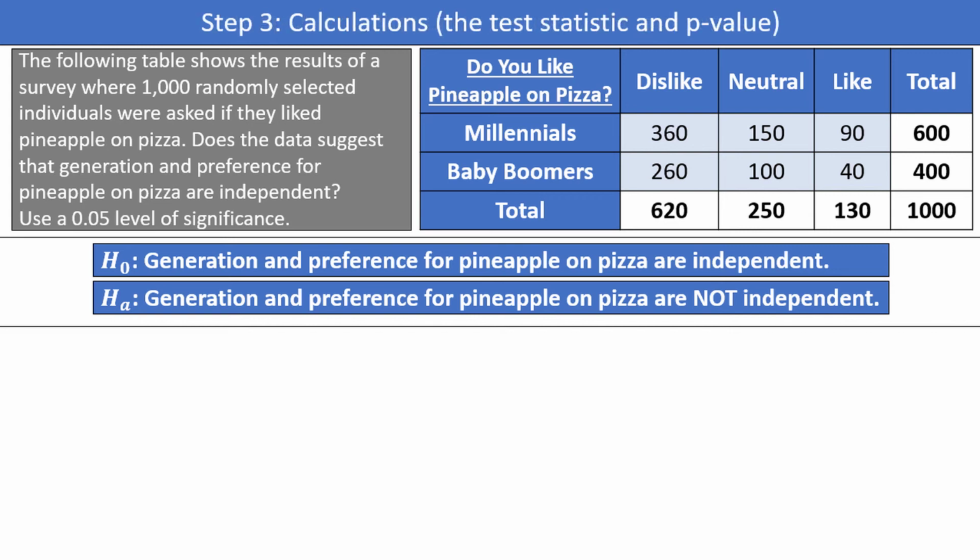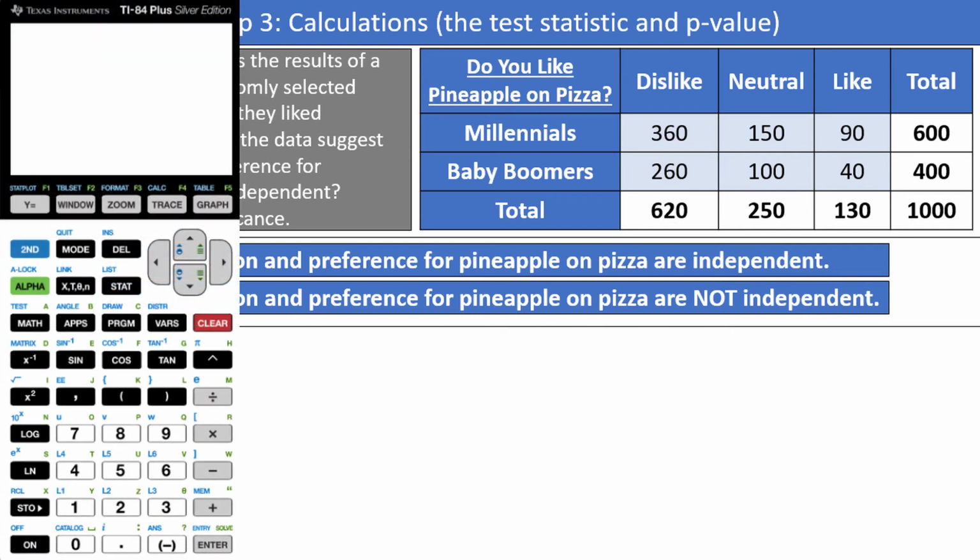Step 3. Calculations, including the test statistic and p-value. Here's where we get to use the calculator. On a TI-84 calculator, press the second key, and then press matrix, which is under the x to the negative first power button. With matrix A selected, scroll right to the edit menu and press enter.